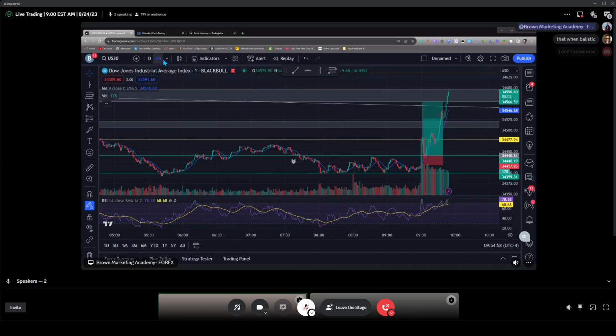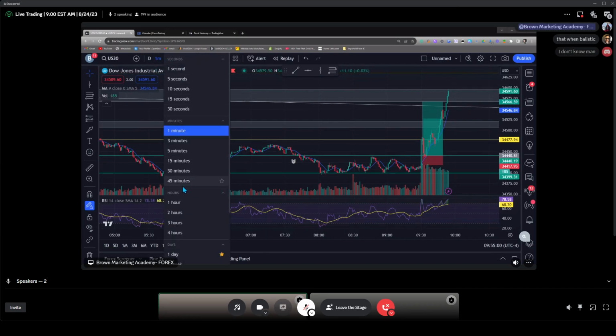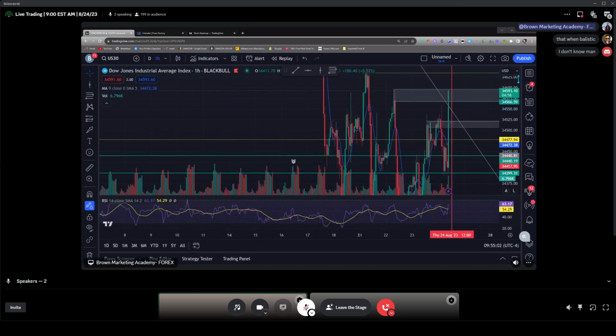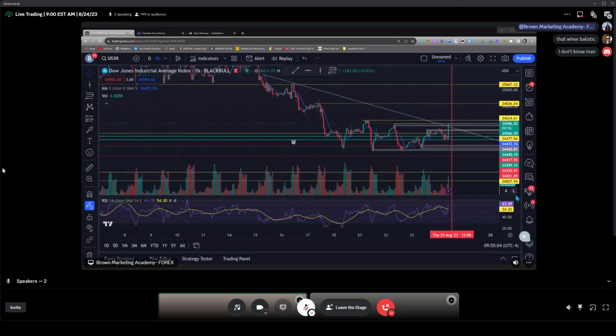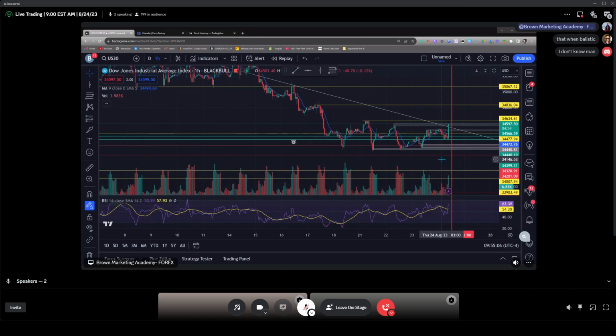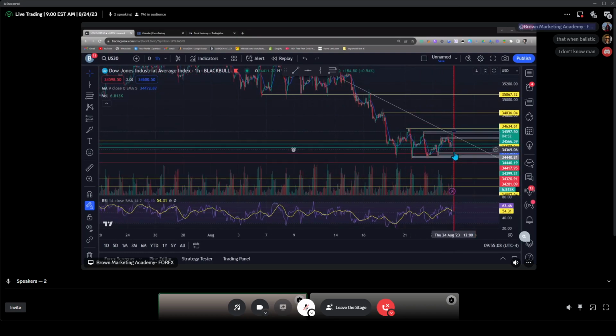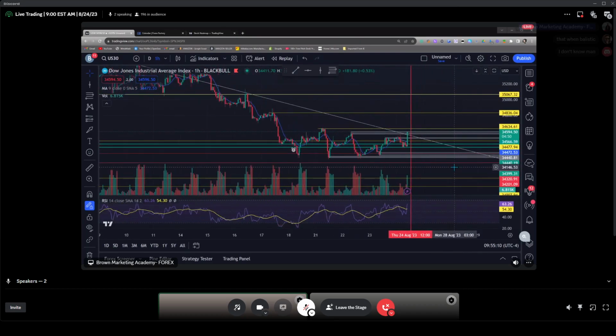All right, let me go back out to the 1 hour to take a look at the market, see what's happening here. So now that we have a breakout, this is important for you guys, a lesson to learn.